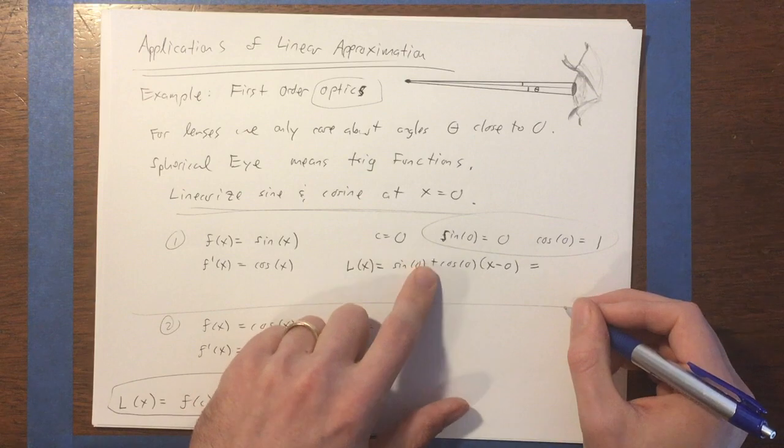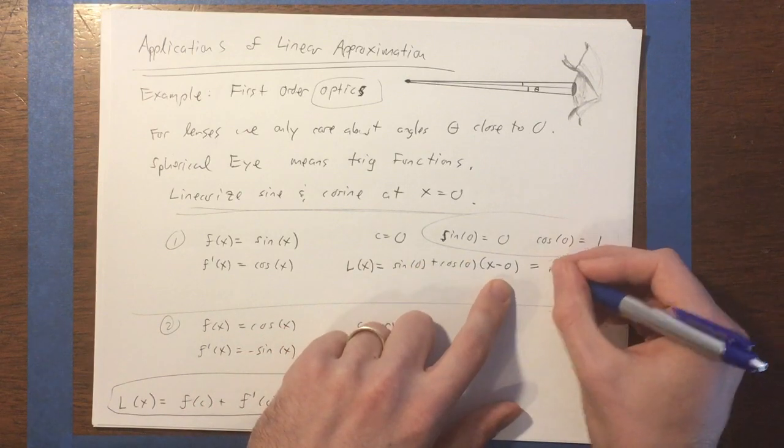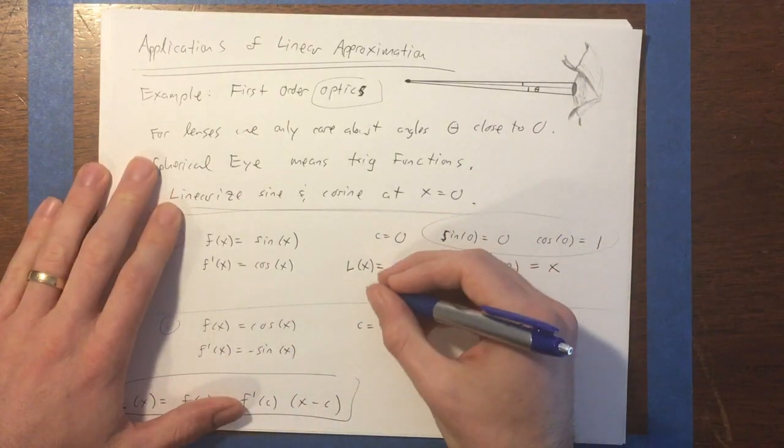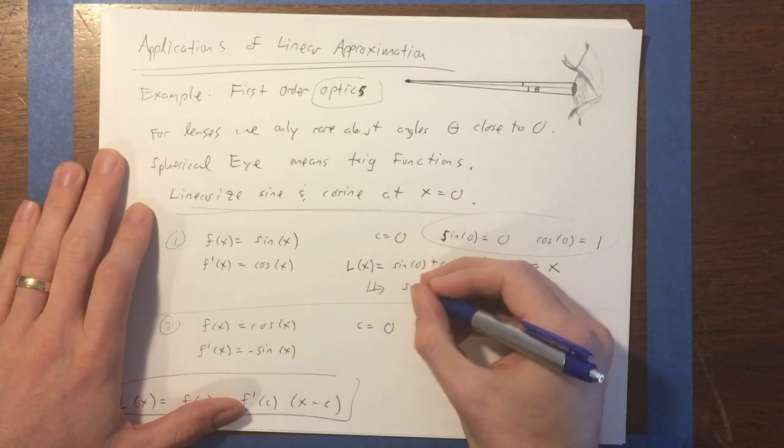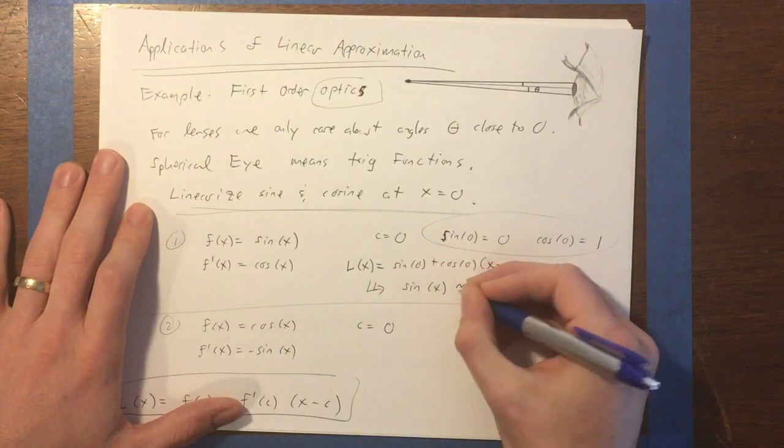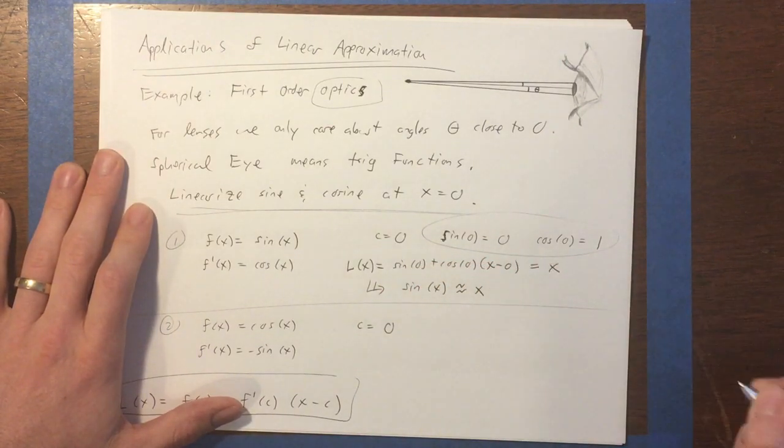Sine of 0 is 0, plus 1 times x minus 0. That's just x. So this gives us the linear approximation: sine of x is approximately just x.